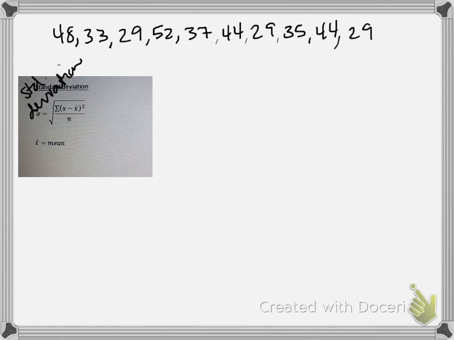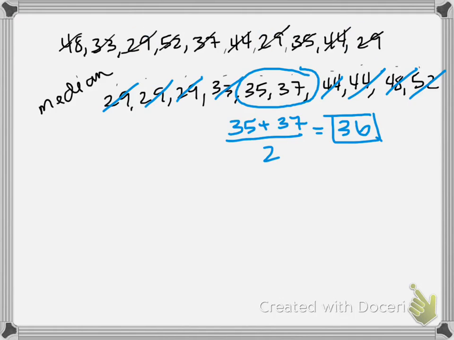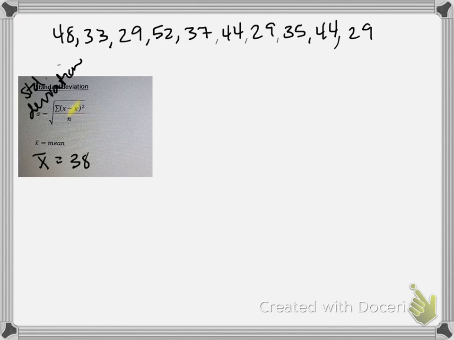The first thing I have to do is figure out what x bar is. See how it says x bar, the mean, in that equation? I already figured it out. The mean was 38, right? So I'm just going to write a note here: x bar equals 38. Double check that. Yep, 38. Okay. Then I have to subtract 38 from each term.